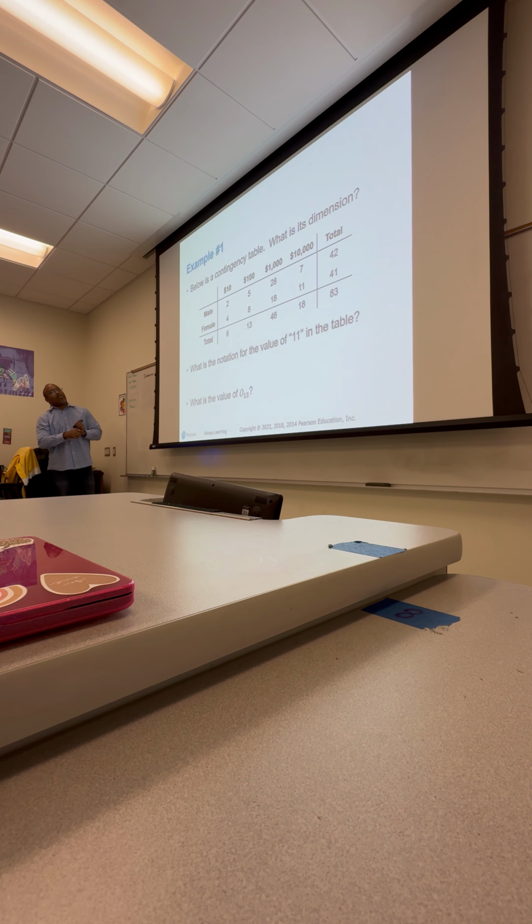All right. What is the notation for the value of 11? So this 11, what is the notation for that? What row is that in? 2. Second row, fourth column. So what would be the notation for that? O_24. That's correct. And the 2 and the 4 would be the subscript. Okay, so O_24. That's right. So that 11 would be O_24. So what is O_13? What's the value of O_13? 28. That's correct. First row, third column.